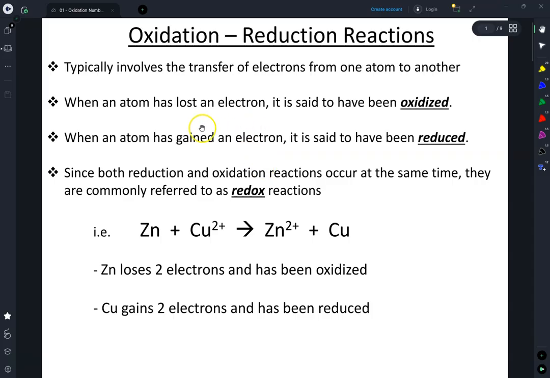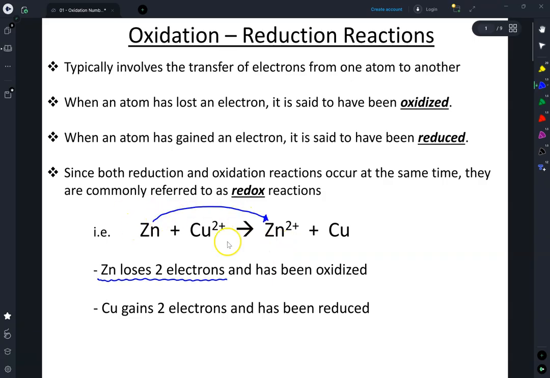Please keep in mind that you cannot lose an electron without it being gained somewhere else, and vice versa, you cannot gain an electron until it's been lost somewhere else. As such, both reduction and oxidation reactions occur at the same time, and so they are commonly referred to as redox reactions.